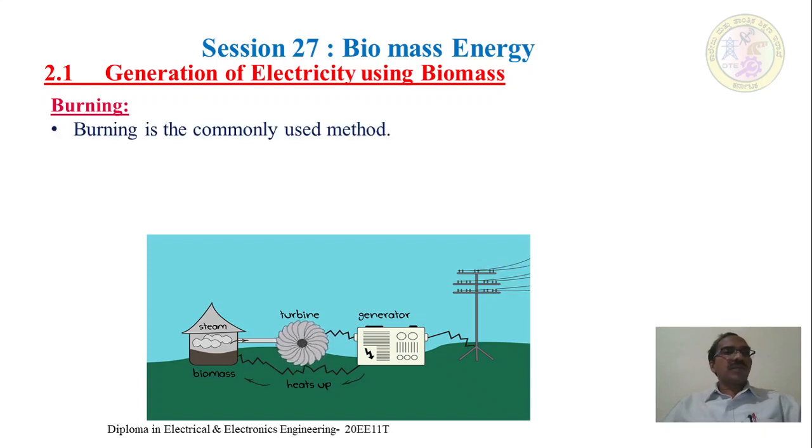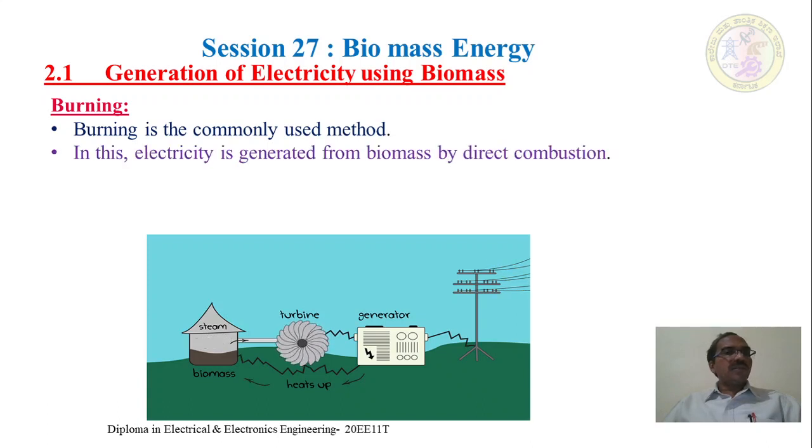One is burning. Burning means what? It's a common method. Usually we call it incineration. So you will be burning that. When you burn any one of the biomass wastes or a biomass source, it will get converted into heat, which can be used for a number of applications. And then, the electricity is generated from the biomass by direct combustion.